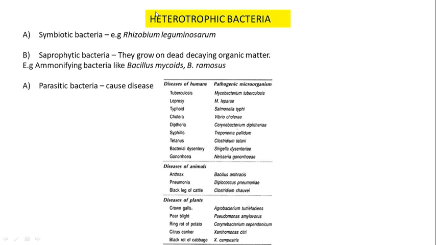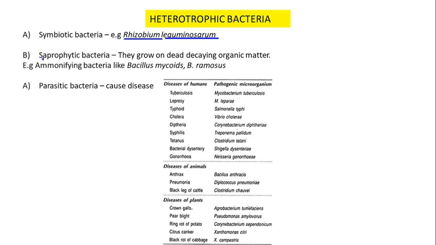Third category. Apart from autotrophic, which as we have seen are of two types, photoautotrophic and chemoautotrophic, there are heterotrophic bacteria, which cannot synthesize food on their own. So they are dependent on other living organisms. For example, symbiotic bacteria. The example is Rhizobium leguminosarum. It forms a symbiotic association with other organisms. Rhizobium leguminosarum is found in the root nodules of leguminous plants, so it derives its food from the plant.